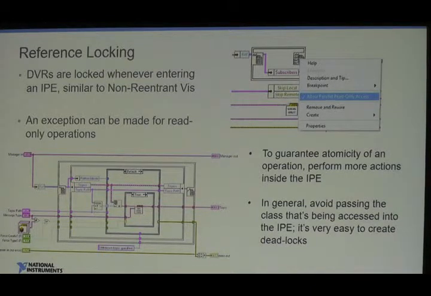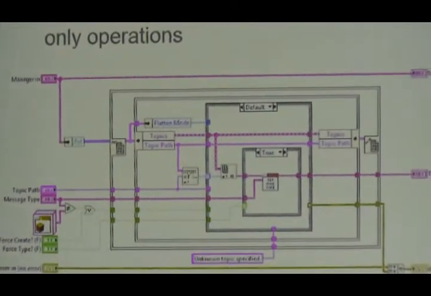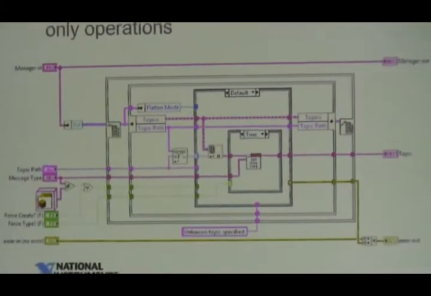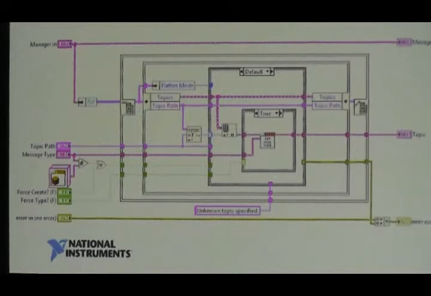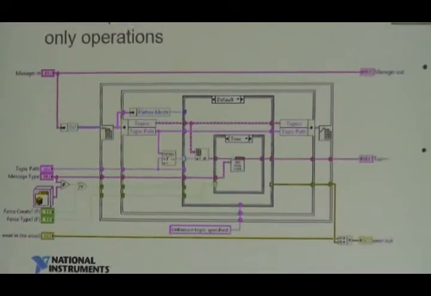To prevent deadlocking, one of the things you want to avoid as much as possible is, so I'm always just passing my class wires straight past my in-place element structure node. If you pass that into other calls inside your in-place element structure, it's really easy to accidentally try and access that reference again. And at that point, you've just deadlocked your application.